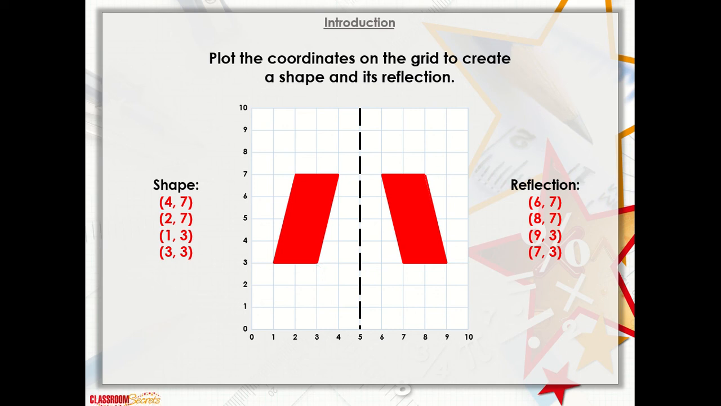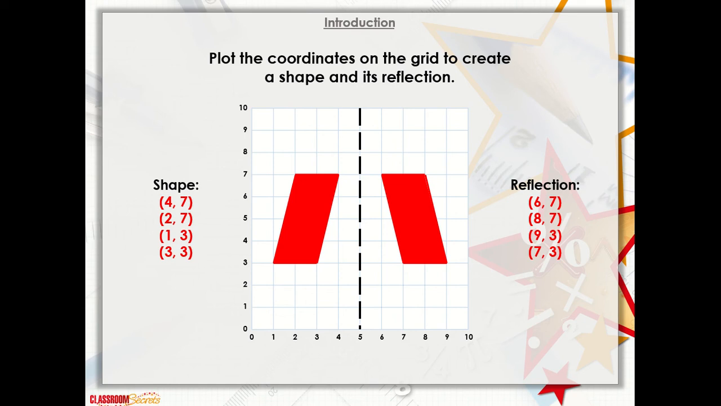Now this one at the right hand side is the reflection. Now it is different to a translation. A translation is the same shape that has been moved around the grid. It doesn't change size, it stays exactly the same. So if I look at the shape on the right hand side, that is not the same shape as the original one. It has been reflected. It's like it's been flipped over. It doesn't look like the shape on the left.